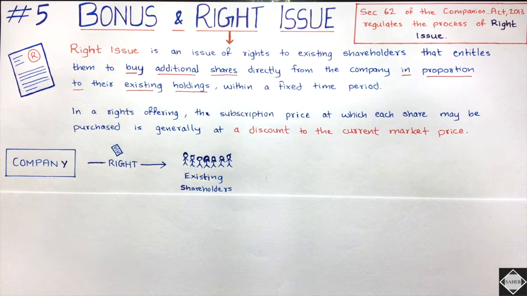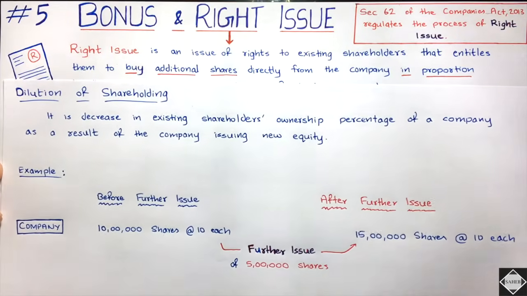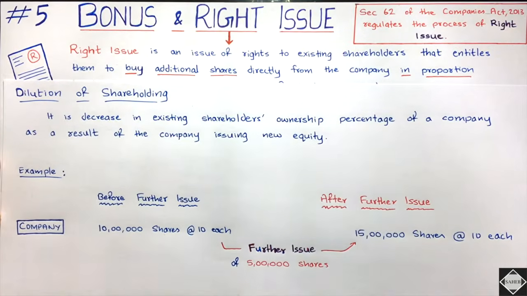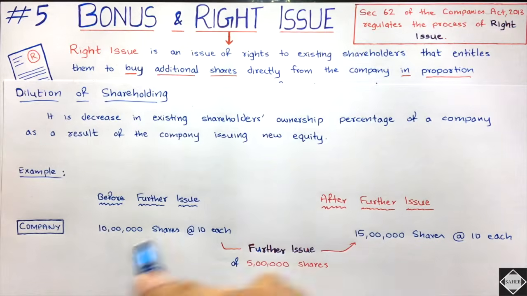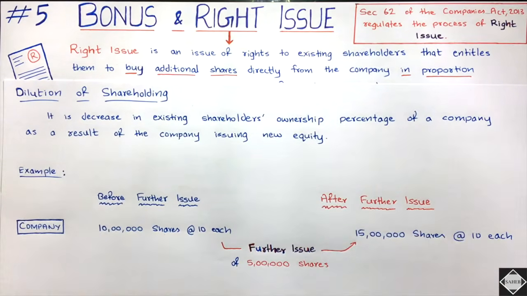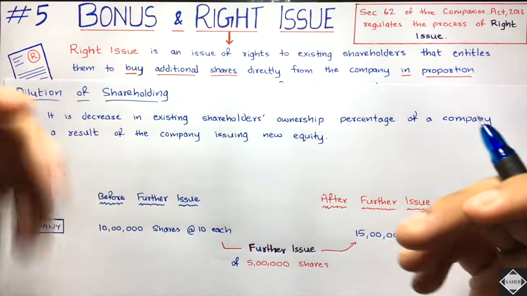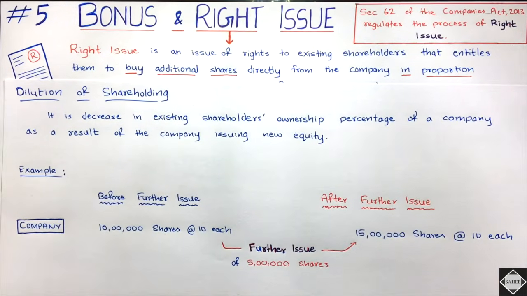Let's take another example within this to understand the dilution of shareholding. See here, what is dilution of shareholding? It is the decrease in existing shareholders' ownership percentage of a company as a result of the company issuing new equity. When the company issues new equity shares to outsiders, then what happens? Existing shareholders' ownership, their governance as well as their voting power goes down. That's what happens.